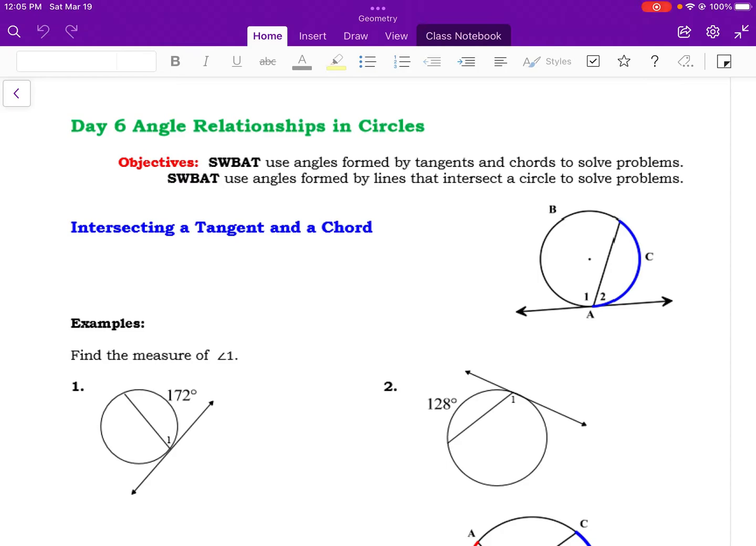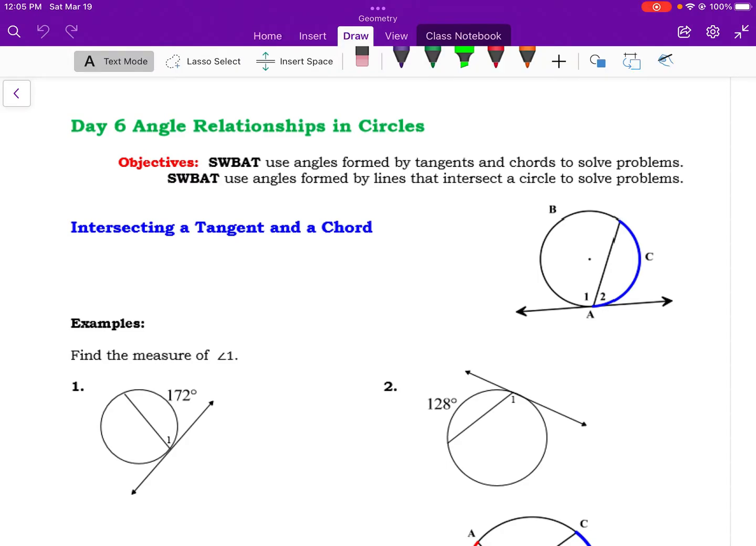So when we talk about intersecting a tangent and a chord, first of all, if you remember from previous lessons, a tangent is a line that's essentially just grazing the circle at one point. And then a chord is completely contained within the circle. Its endpoints are on the circumference of the circle. So there's special relationships that are established when you have a tangent and a chord for a particular circle intersecting like this.